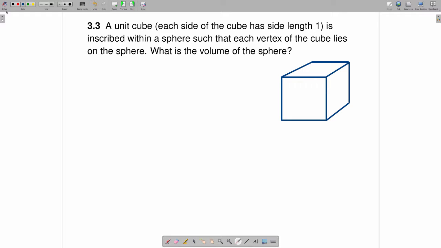A unit cube, each side of the cube has side length 1, is inscribed within a sphere such that each vertex of the cube lies on the sphere. What is the volume of the sphere?